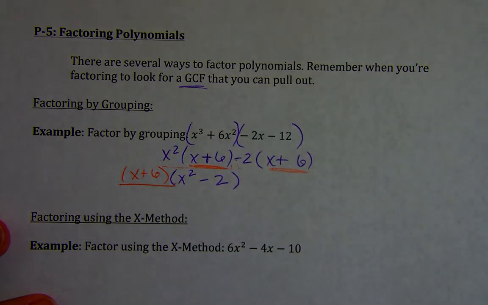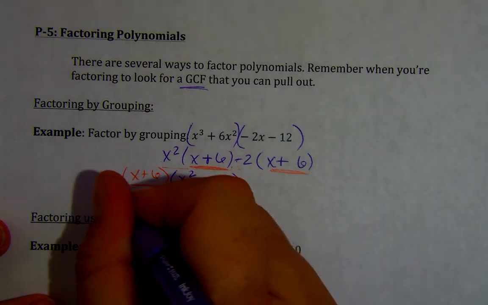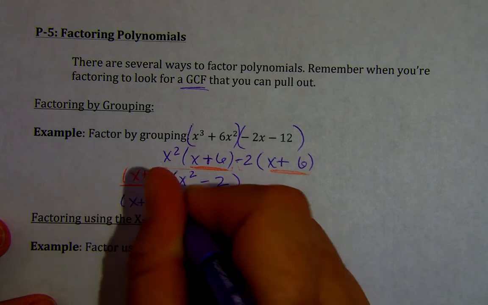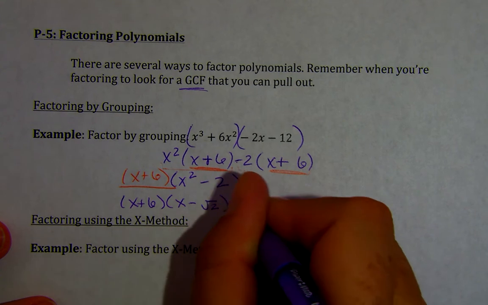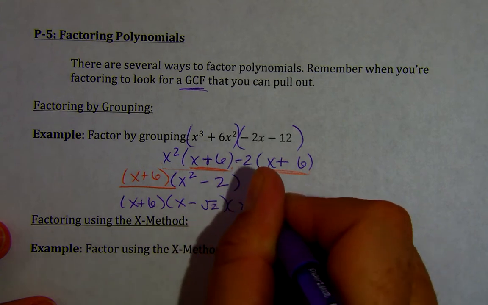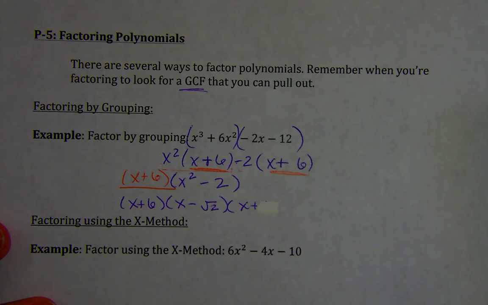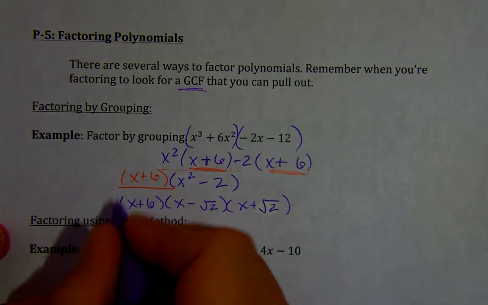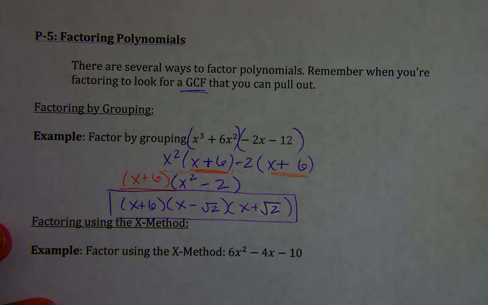Well, some people might stop here, but we can take this a step further if we'd like to. This is a difference of squares. So I have x plus 6, x minus square root 2, and x plus square root 2. And that is as far as we can factor this polynomial.